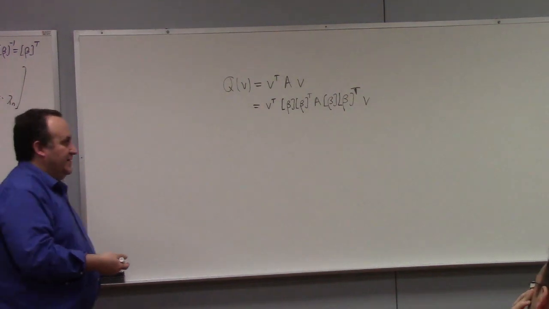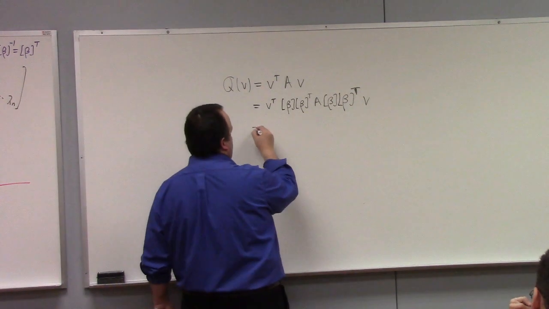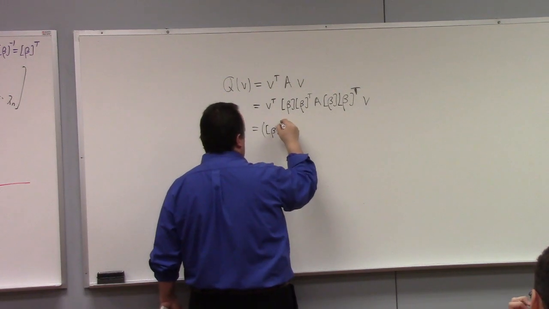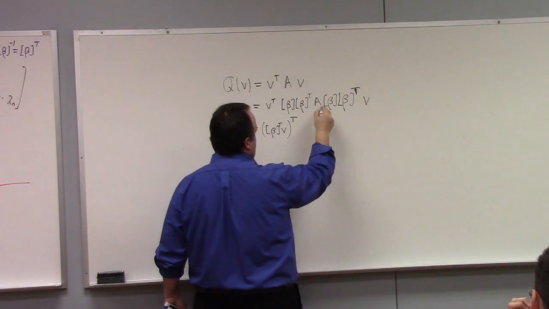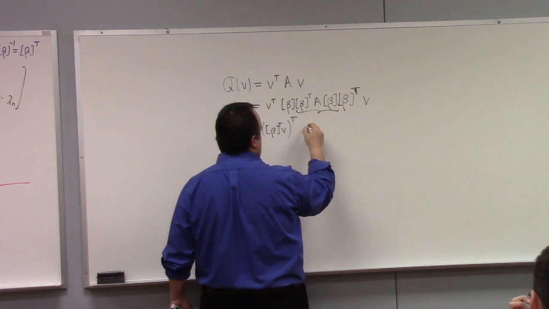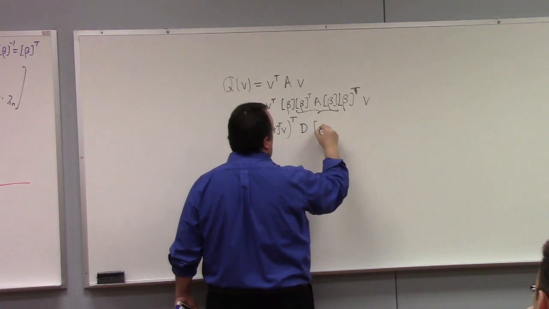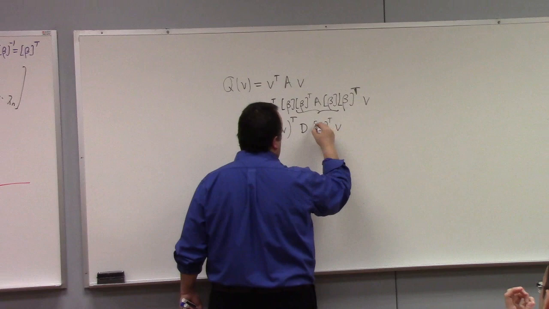Beta transpose the identity. Very good. And then check it out. That's beta V transpose times this matrix, which I'll call D, right? And then this one over here, beta transpose V. Well, what is beta transpose V?